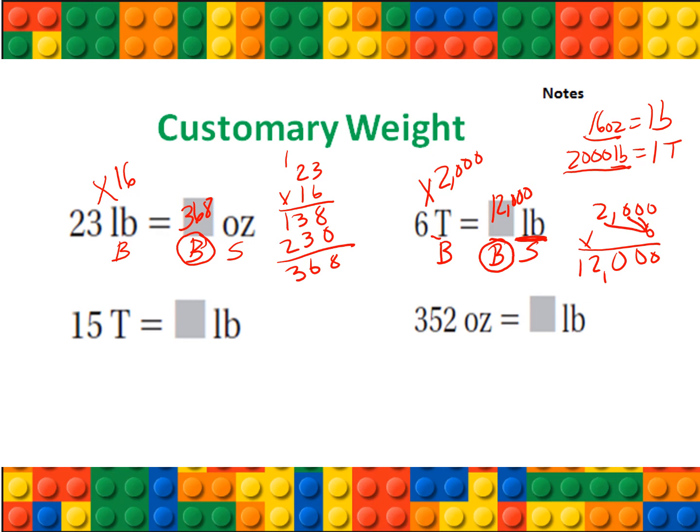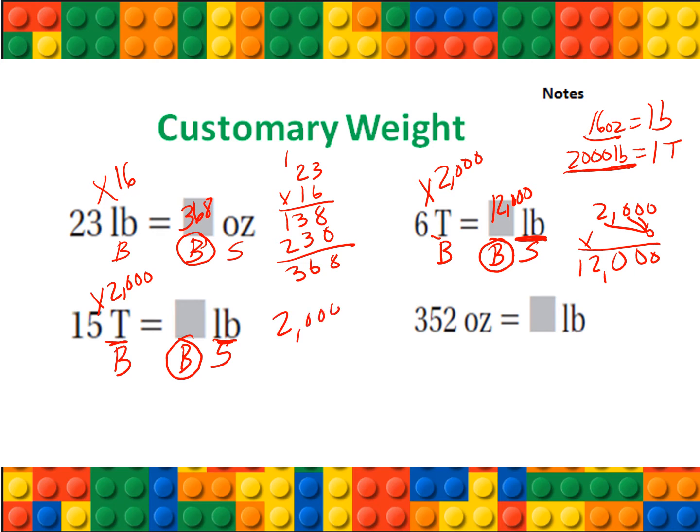All right. This time we have 15 tons is how many pounds? Pounds are small, tons are big. Again, looking for a big number. How many pounds in a ton? The answer is still 2,000. So we multiply by 2,000.